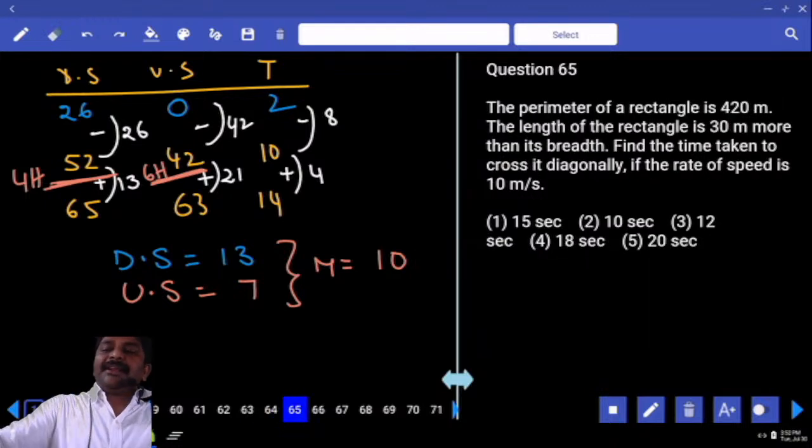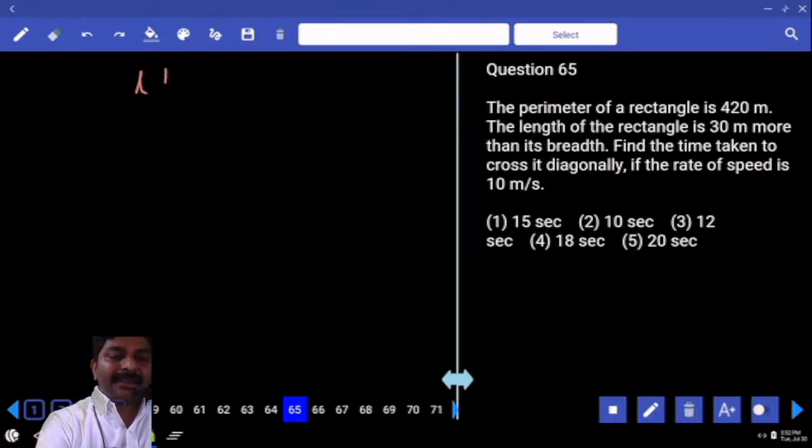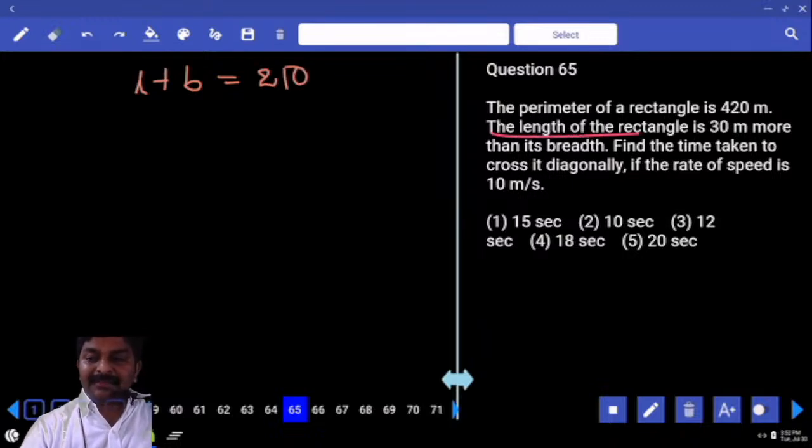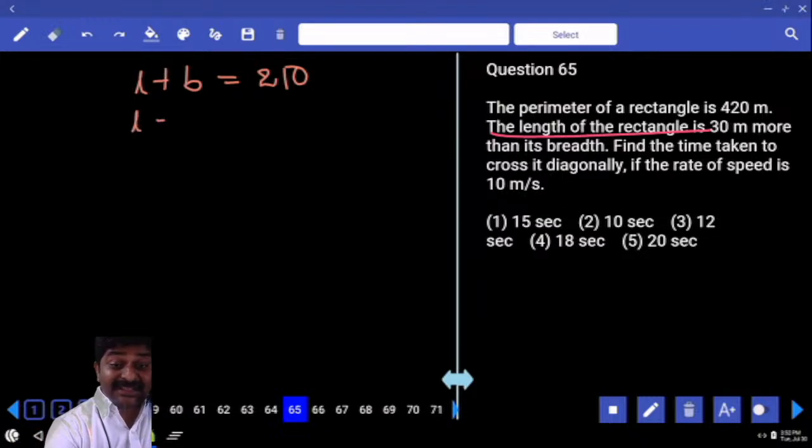The perimeter of the rectangle is 420. 2 times of L plus B is 420. Then L plus B is 210. The length of the rectangle is 30 meters more than the breadth. That means L minus B is equal to 30.